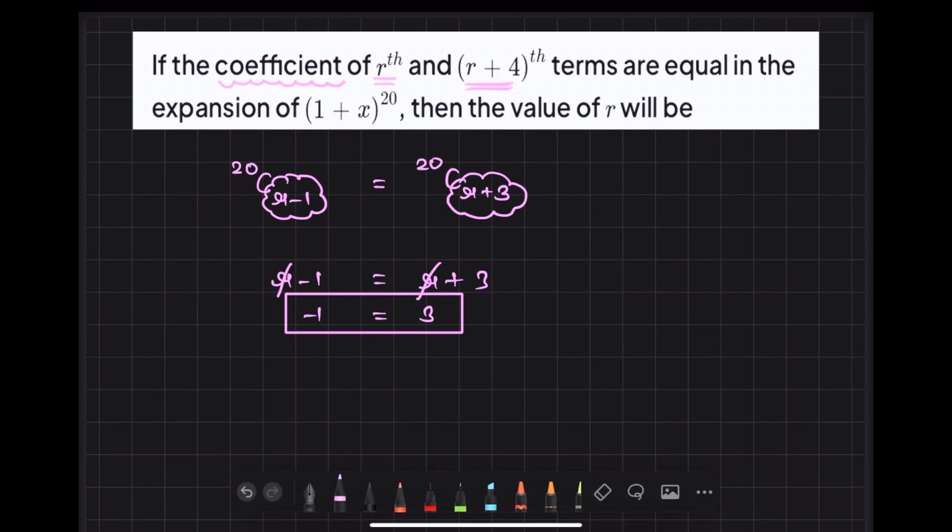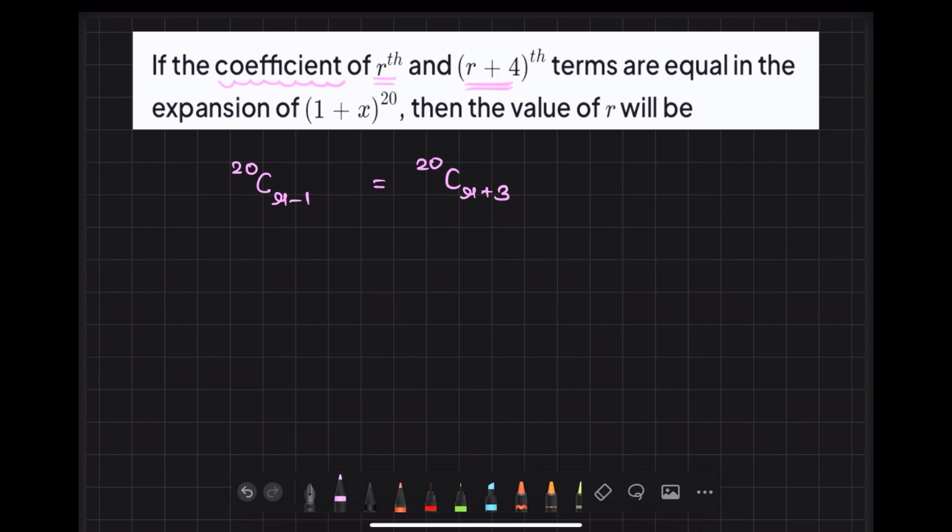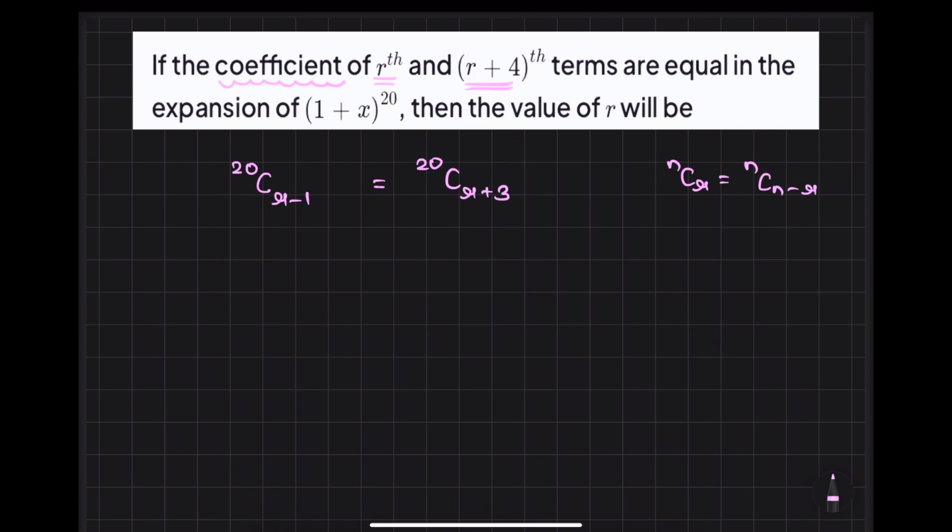Correct? Now what should we do? Look at this. You can compare the lower subscript, but in this case it is creating an issue. So how will we overcome this problem? Do you remember that property where we wrote nCr equals nC(n minus r)? Both are the same. So to get the value of r, we will apply this property. So 20C(20 minus (r minus 1)), that is 20C(21 minus r), is equal to 20C(r+3). Don't change both of them. Okay, change just one of them. Otherwise, again, you will be in a trap.